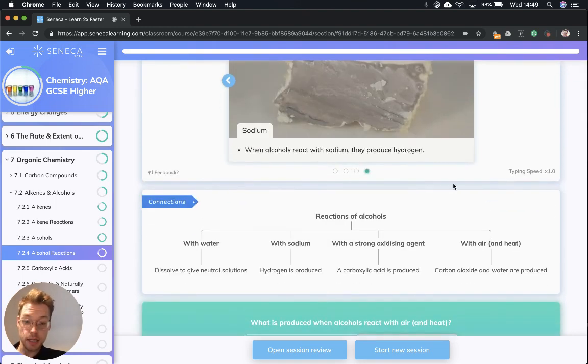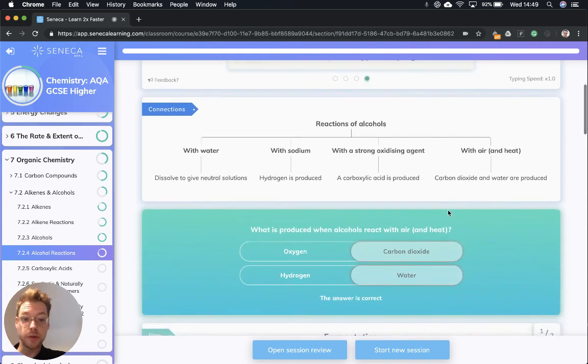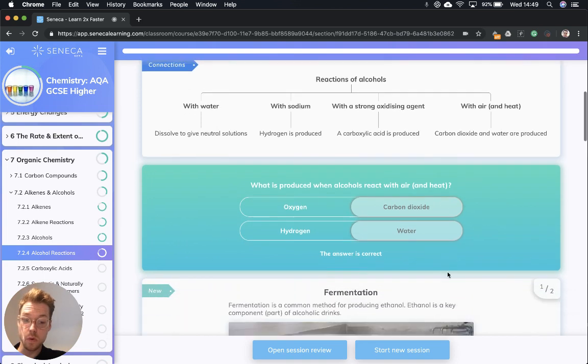So let's quickly summarize those again. An alcohol can react with water to give a neutral solution. It can react with sodium to produce hydrogen. It can react with a strong oxidizing agent to produce a carboxylic acid. And it produces carbon dioxide and water when it undergoes combustion. Okay, so quick question, what is produced when alcohols react with air and heat? So that's our combustion reaction. So it's carbon dioxide and water.